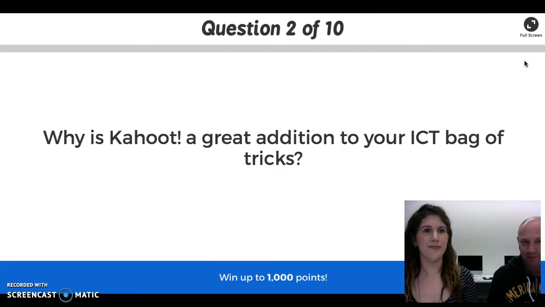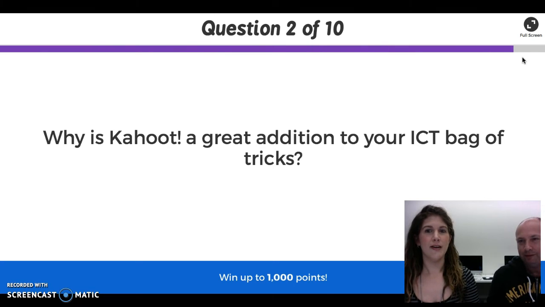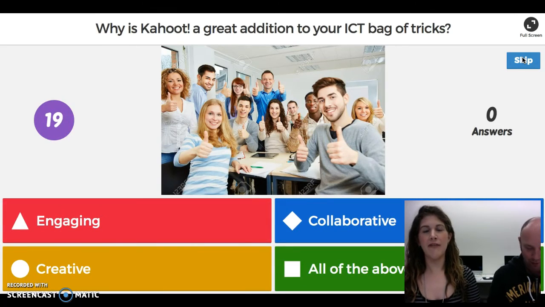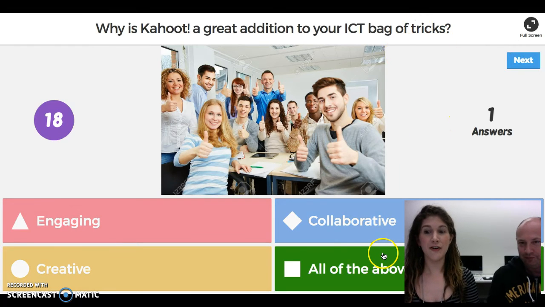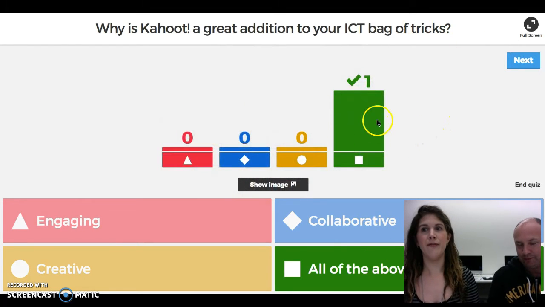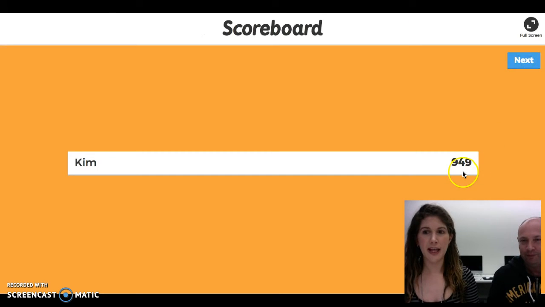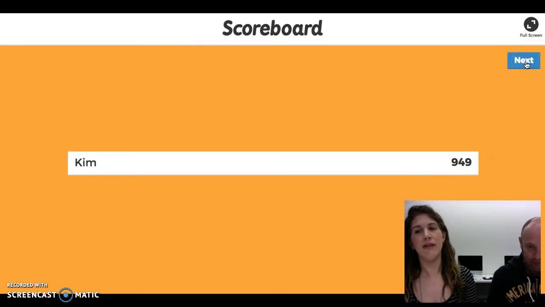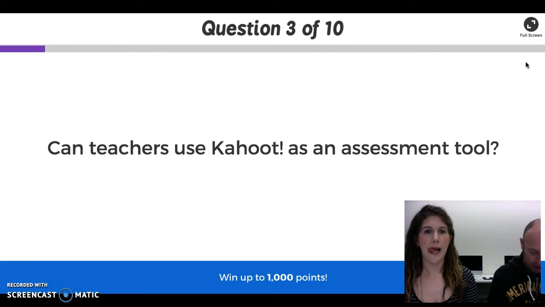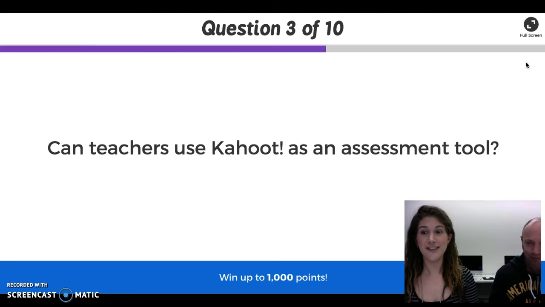So next. That's a way of pausing, and you can add photos. So I've added a photo up here, and he's got it correct, and he got it correct very quickly. So it's out of 1,000. The faster I answer, the more points I get. So Kim was very fast to get 949 out of 1,000. And it also tells me I'm in first place. First out of 1.